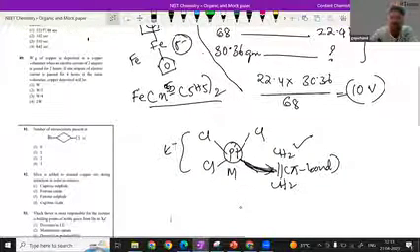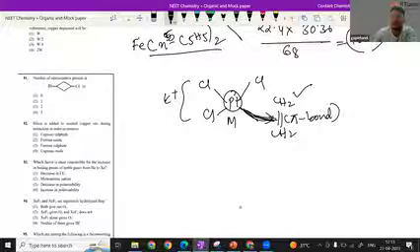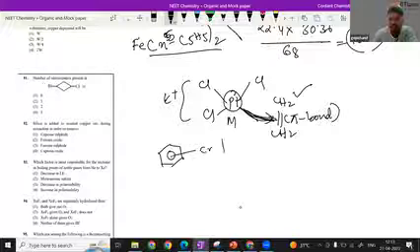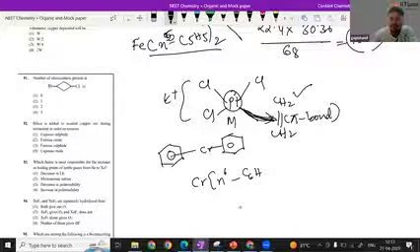So how do you write that one? Dibenzene chromium will be like this: Cr(η6-C6H6)2. Okay, I hope you understand this one. C6H6 has been bonding with this, right? C6H6 benzene, so C6H6 will be the answer.